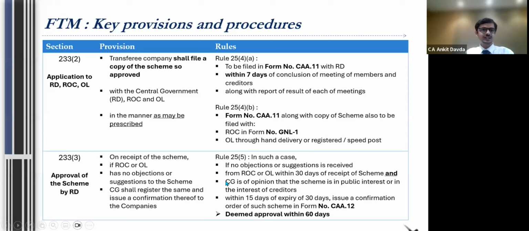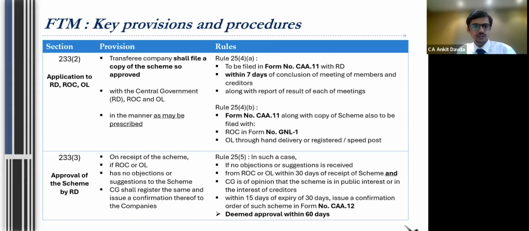Then section 233(3) comes into the picture, wherein it says that on receipt of the scheme again. While earlier you had given 30 days advance notice to ROC and OL, and practically what we have seen is that none of the authorities come up at that time within that 30-day time frame. And if at all they want to make any representation, generally they would make it here under 233(3). Again, there is a 30-day timeline wherein if ROC or OL, or obviously a person affected by the scheme, wants to make a representation, they may have to do so within that 30-day window only.